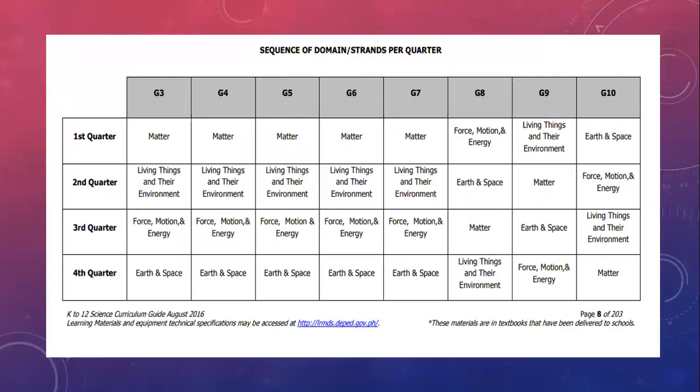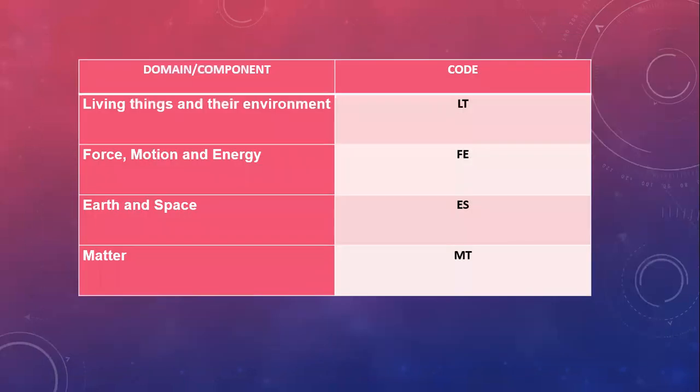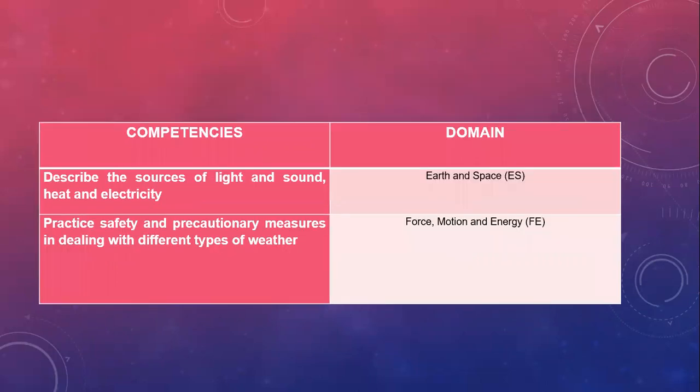Example, ito. Sa itong G3, grade 3 ang ibig sabihin yan, class. So grade 3, first quarter, ang target mo ay matter. So ang lessons mo dapat about matter. Nandun naman yan sa curriculum guide. Second quarter, dapat living things na ang lesson mo and their environment. Third quarter, force, motion, and energy na. And then, earth and space na. Okay? So kung may mga nakita kayong na-download na kayong curriculum guide, makikita nyo itong mga codes na to. Ang ibig lang sabihin yan ay yung component. Okay? Domain or component.